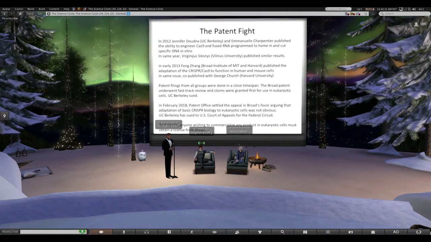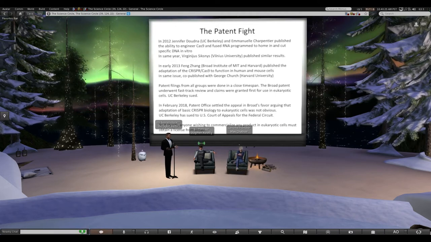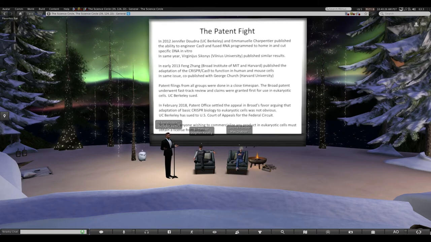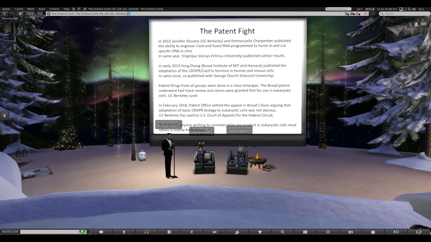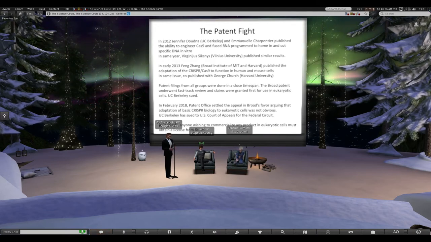And this is one of the competing things that happens in the patent office. If you have money, you can get your stuff reviewed faster. And they got their claims granted. And, of course, UC Berkeley, which was basically the patent filer for Jennifer Doudna, sued and said, hey, you can't get all that. What you're doing is obvious compared to what we did in the test tube.